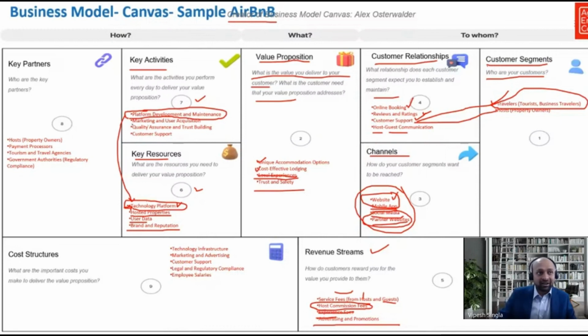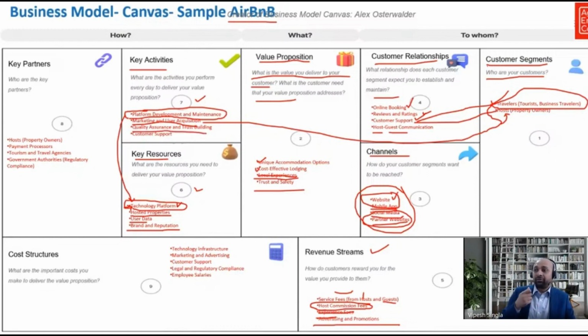Then marketing and user acquisition. So they keep doing marketing to lure more customers. So remember, in case of Airbnb, they have two kinds of customers, because they are a two-sided marketplace. They have to continue to lure the travelers who are going to do the bookings. On the other side, they have to continue to lure the hosts who are going to host their properties on their platform. So this user acquisition or marketing is for both kinds of customers, both travelers as well as hosts. Then quality assurance and trust building, right?